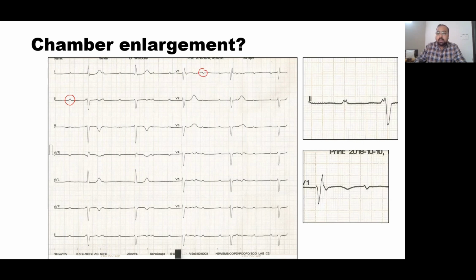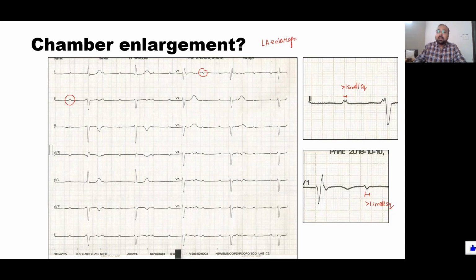So if we blow up the leads here, you can see that the two components of the P wave are very clearly seen, and the difference between these two is more than 1 small square. Also, in lead V1, the negative component of the P wave is very much prominent, and it is more than 1 small square. So this is suggestive of a left atrial enlargement.